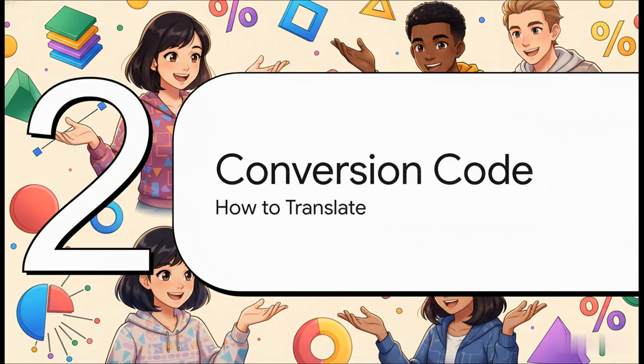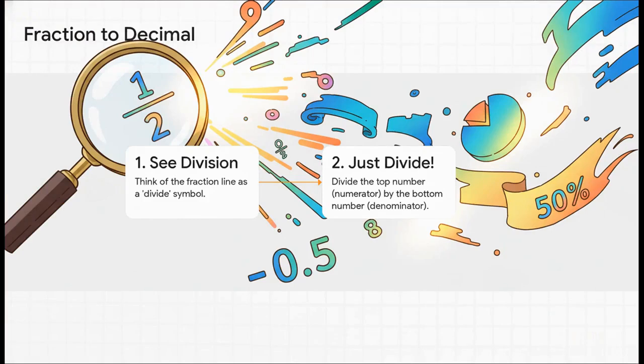Okay, so if they're all just different languages for the same idea, how do we translate between them, right? Let's crack the conversion code. This is where it gets really practical, something you can actually use. All right, going from a fraction to a decimal is way easier than you think. You want to know the secret? That little line in the middle of a fraction, it just means divide. Seriously. So to turn any fraction into a decimal, all you do is divide the top number by the bottom number. That's the whole trick.